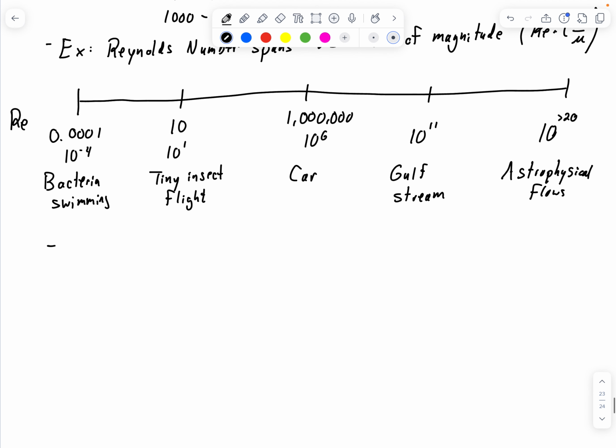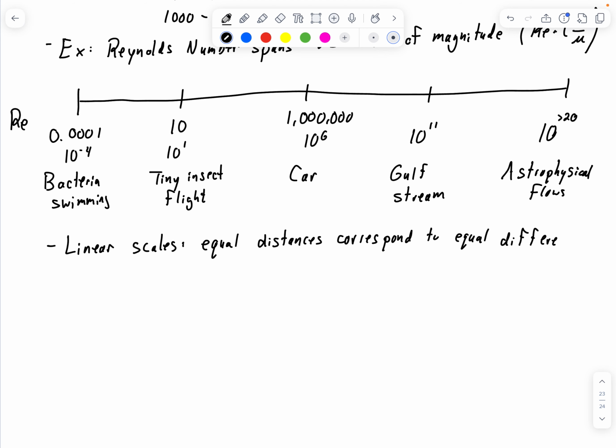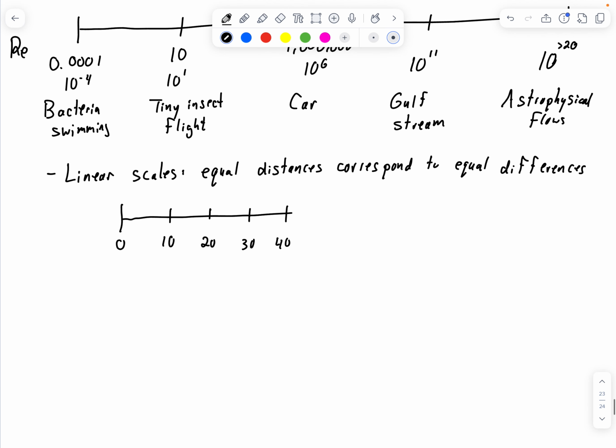Now, that's an example. So when do we use linear scales and when do we use logarithmic scales? And what do they mean? So in linear scales, or on a linear scale, equal distances correspond to equal differences. Right, so if we have a number scale here, we go from 0 to 10 to 20 to 30 to 40, etc. So equal distances here correspond to equal differences.